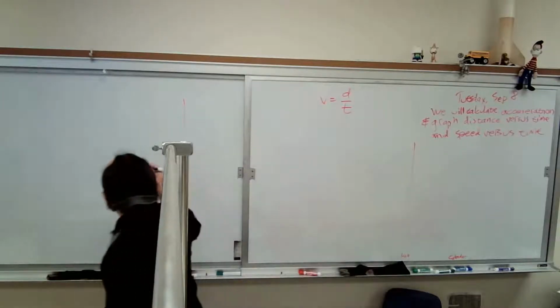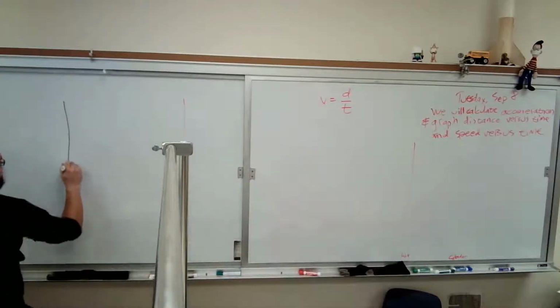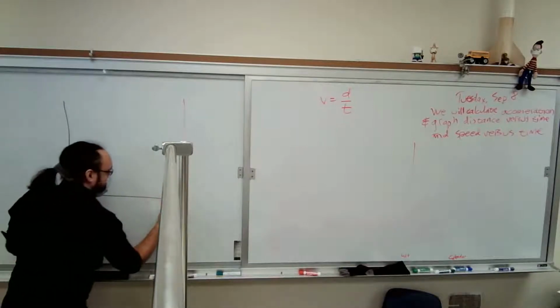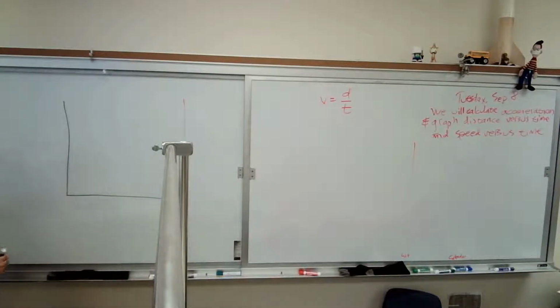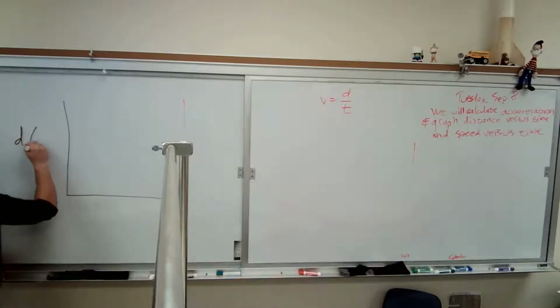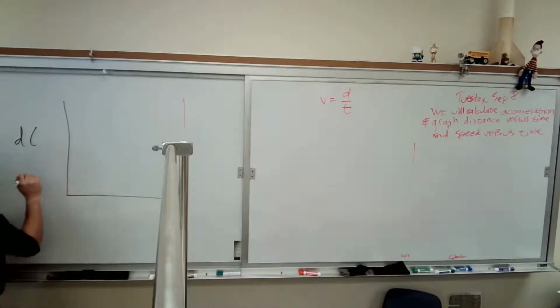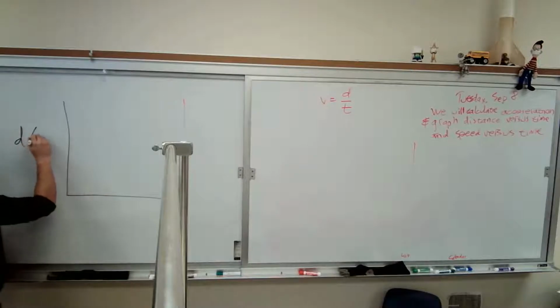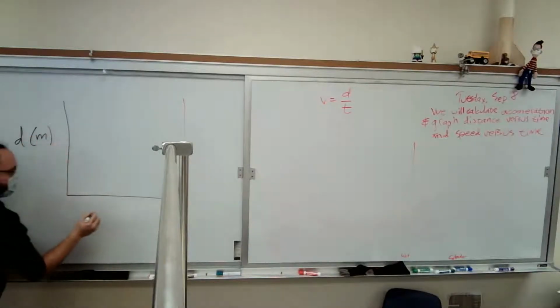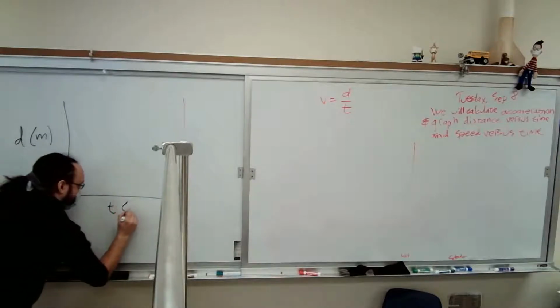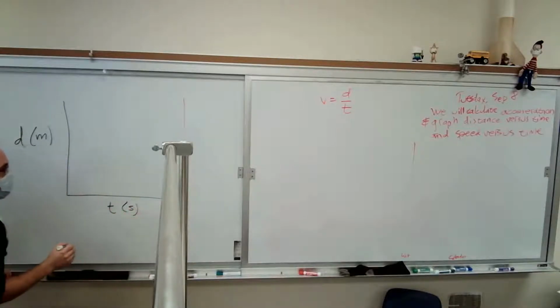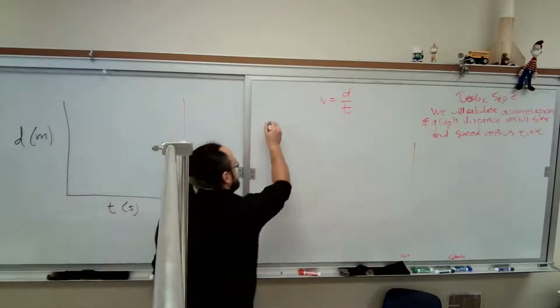So we can make new graphs without going to a whole lot of trouble, I'm going to describe the marble's motion here. It's always important to have your axes labeled with the values and the units that you're doing.